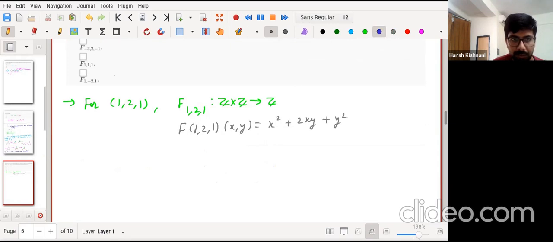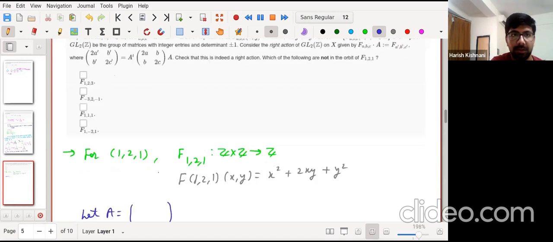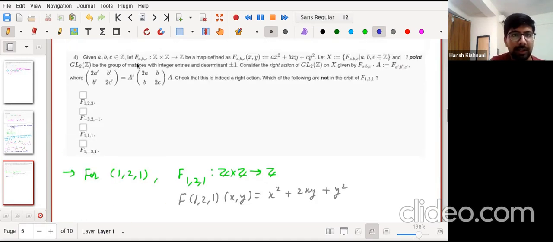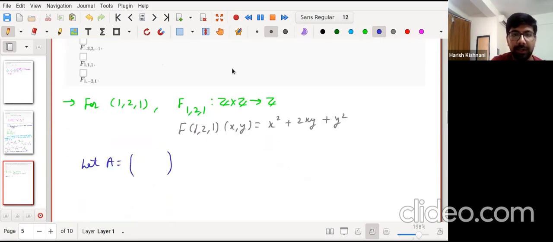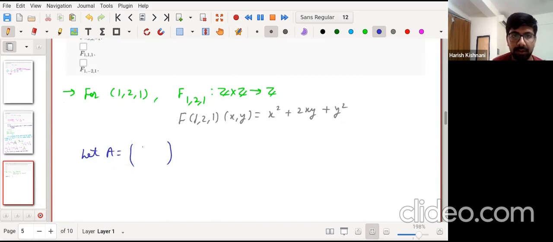So let A be something like, first of all, a group of matrices with integer entries and determinant plus or minus 1. So you need to find a matrix which has determinant plus or minus 1 and all the entries to be integers. So I can take this matrix. It belongs to GL2Z. What's the determinant of it?